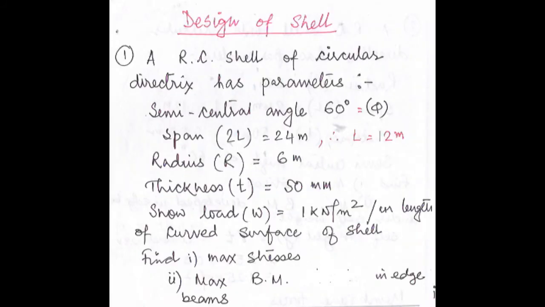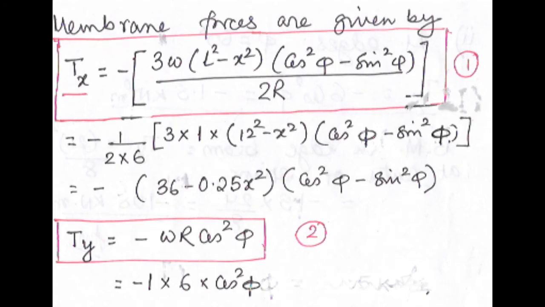Let us have a look at the question. An RC shell of circular directrix has parameters: semicentral angle 60 degree, which is denoted as phi, span 2L equal to 24 meter, hence L equal to 12 meter, radius R equal to 6 meter, thickness t equal to 50 millimeter, snow load W equal to 1 kilonewton per meter square per meter length of curved surface of the shell. Find maximum stresses and maximum bending moment in edge beams. So the first part is we have to find out the maximum stress.